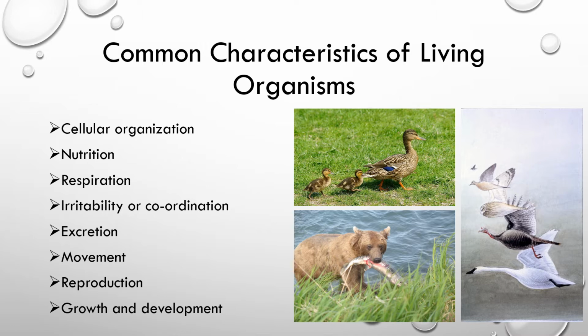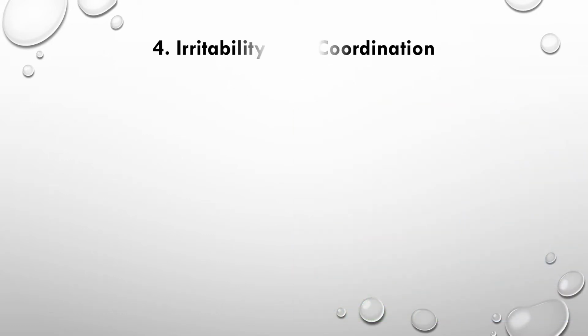So from these living characteristics, I have explained the first three characteristics, that is cellular organization, nutrition and respiration, in my previous video, and today I am going to explain another three main common characteristics of living organisms. They are irritability or coordination, excretion and movement. The first living characteristic is irritability and coordination.